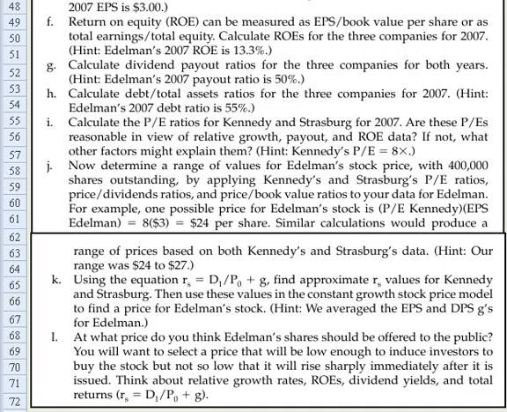Okay, now let's take a look at parts K and L, which appear here near the bottom of the screen. K says, using the equation R sub S equals D sub 1 divided by P0 plus G, find an approximate required rate of return for the stock for Kennedy and Strasbourg. Then use these values in the constant growth stock price model to find a price for Edelman stock. And they let us know that to use growth, they've gone ahead and averaged the earnings per share and dividend per share growth that was previously calculated for Edelman.